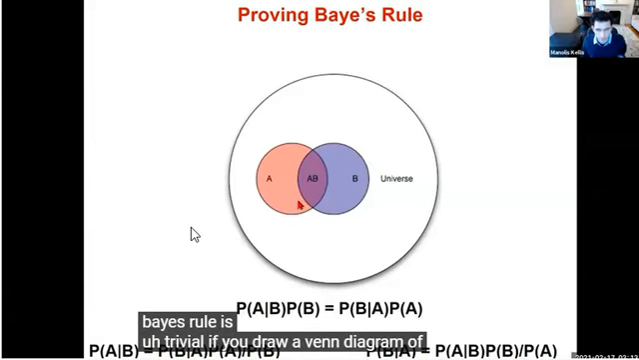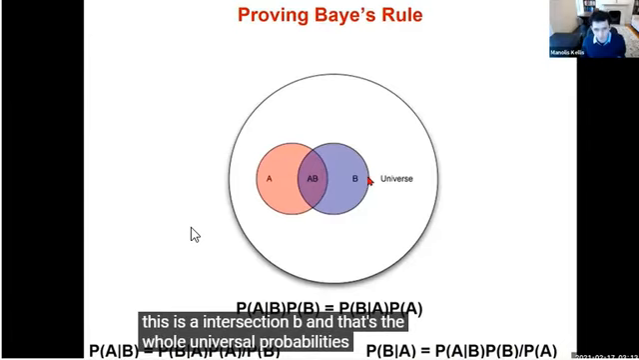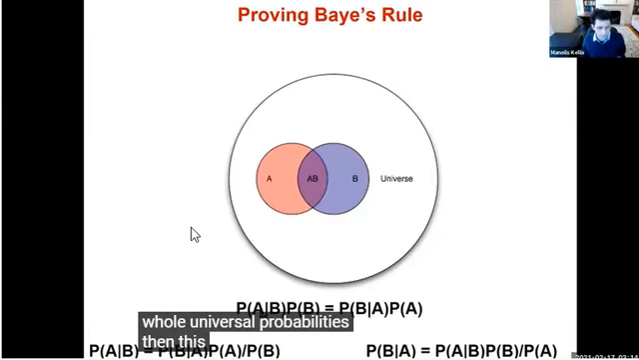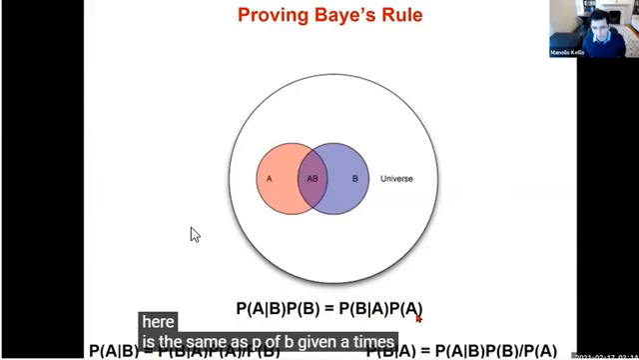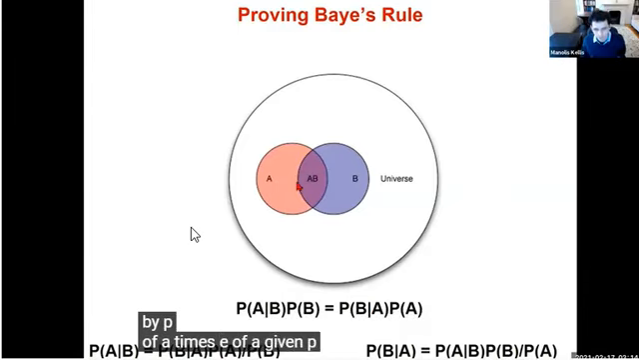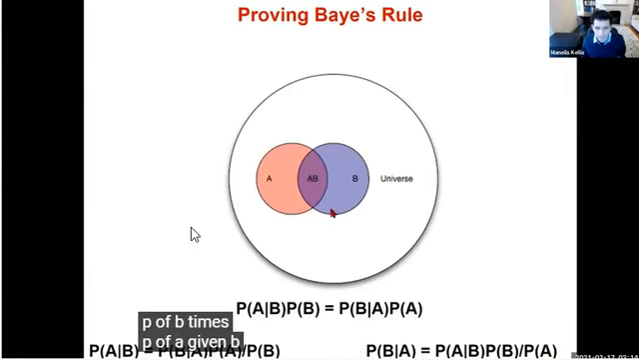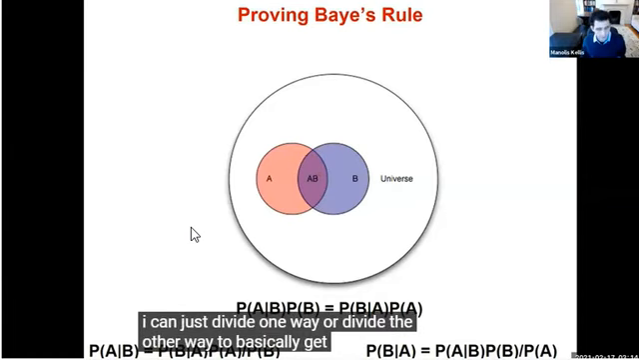If you draw a Venn diagram of this is A, this is B, this is A intersection B, and that's the whole universe of probabilities, then this P of A given B times P of B, which is this thing here, is the same as P of B given A times P of A. So basically I can get to that either by P of A times P of B given A, or I can get to the same intersection by P of B times P of A given B, okay? And then I can just divide one way or divide the other way to basically get the A given B as a function of B given A, okay?